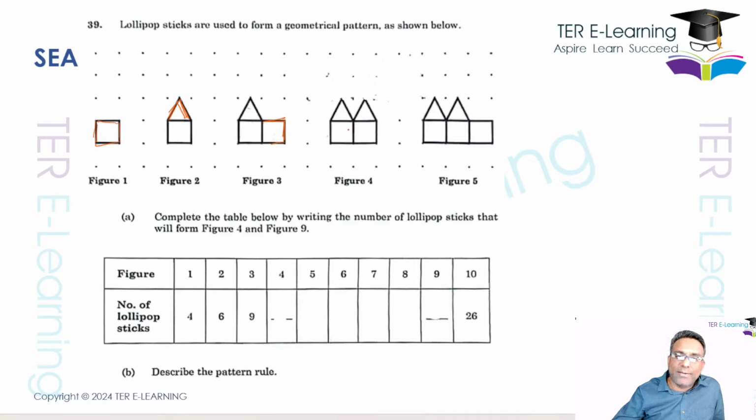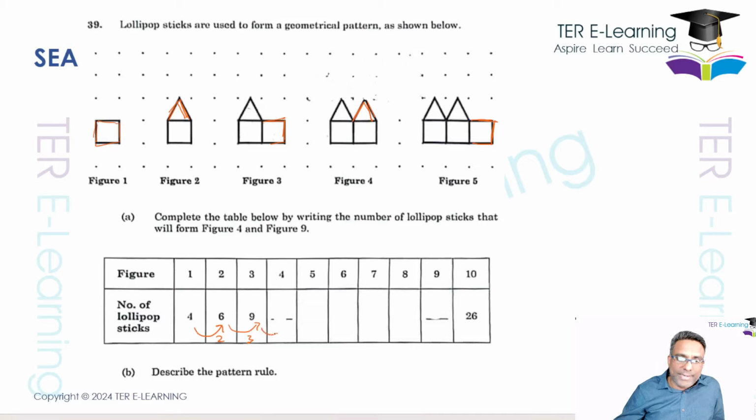And then as we jump from figure 3 to figure 4, they added 2 more lollipop sticks here to get the top, right? And then the pattern repeats itself again. You're adding 3 more on the right hand side here, right? Now let's look and see what's happening here. When you jump from 4 to 6, you're adding 2, right? When you jump from 6 to 9, you're adding 3, right?